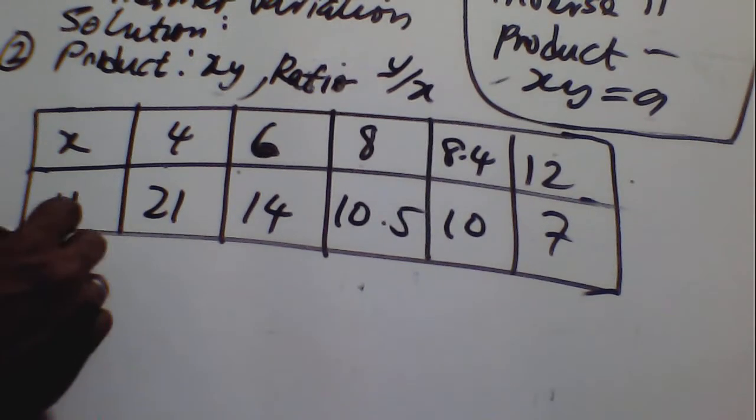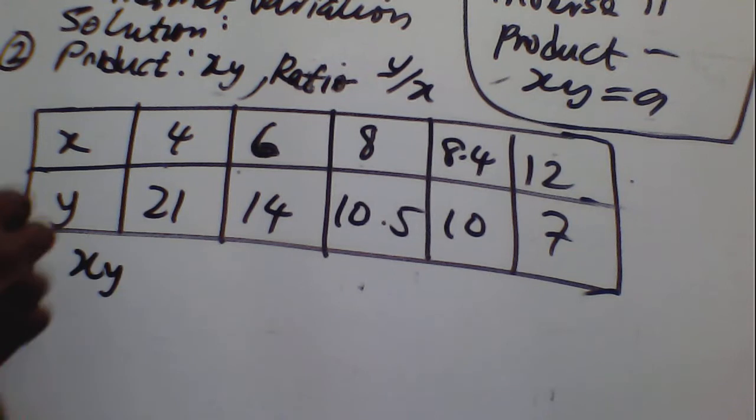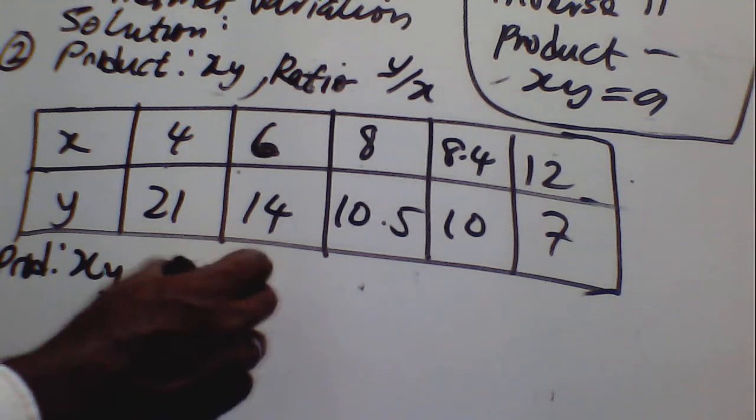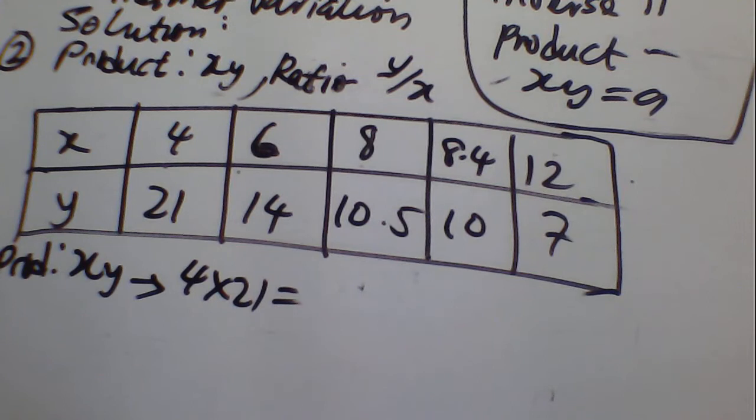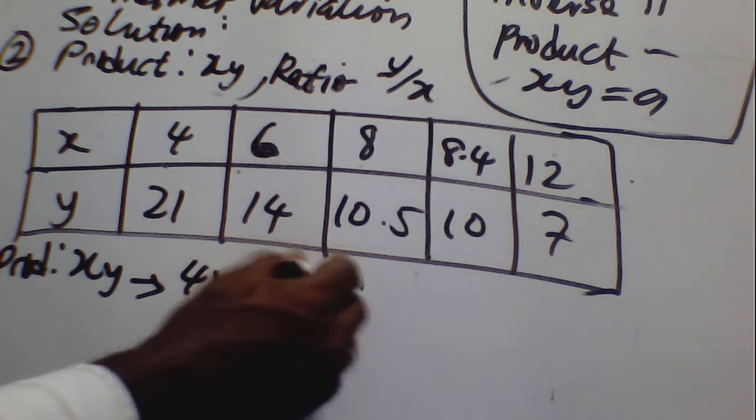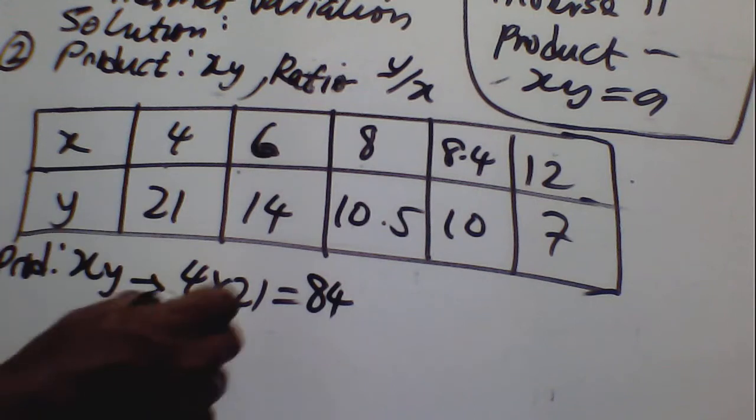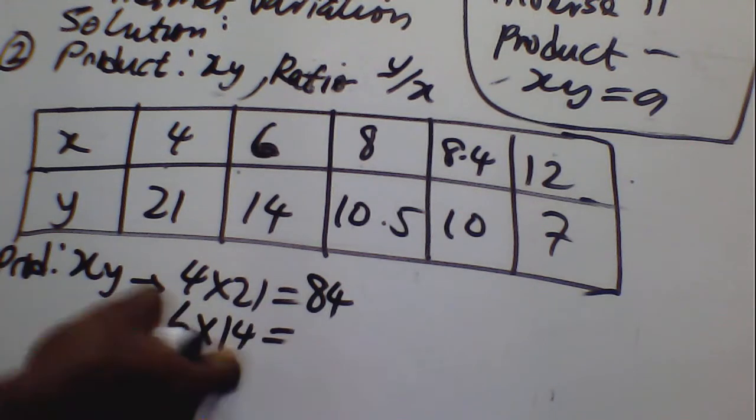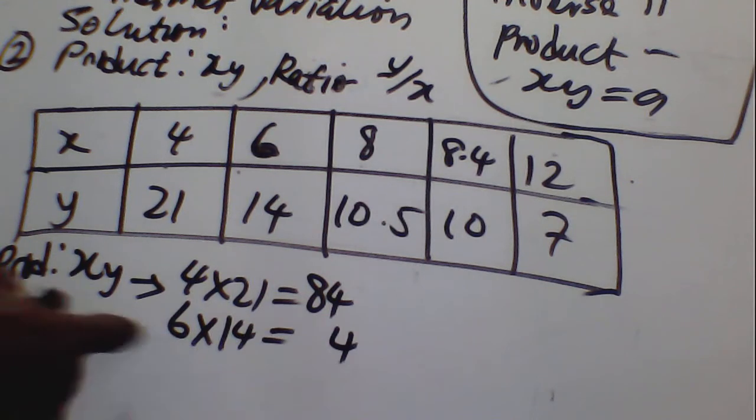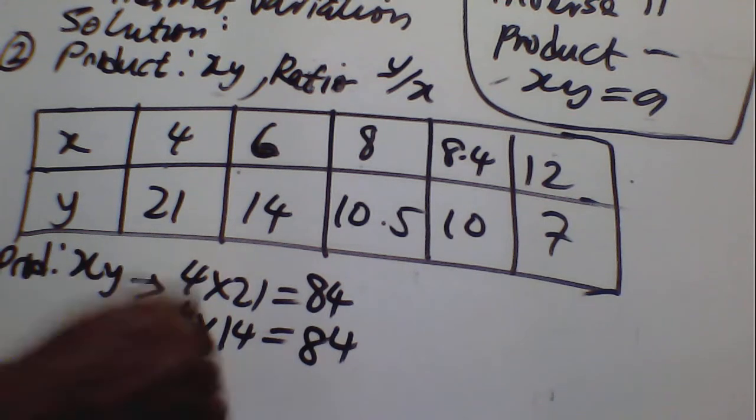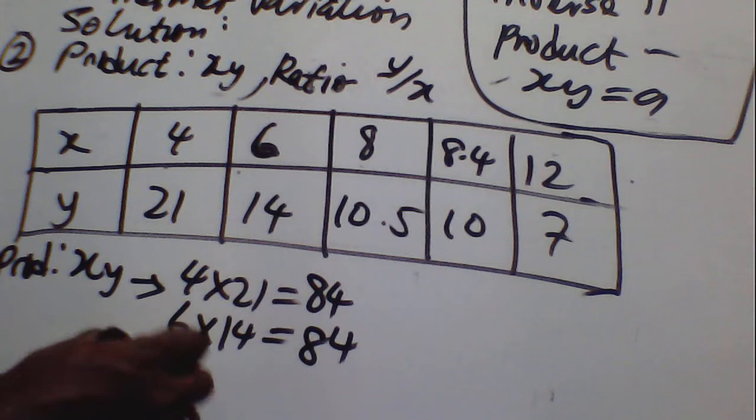So the first is to use the product rule. In this case, 4 times 21 will give us what? 84. I hope you are seeing it. You do the second one. 6 times 14. 6 times 4 will give us 24. You write 4, carry 2. 6 times 1 will give us 6 plus 2, 84. You do the third row. It's promising. You see the constant, the result is the same.